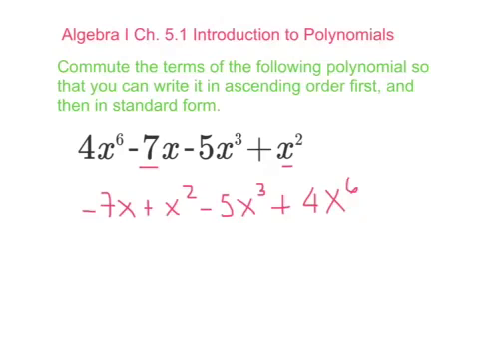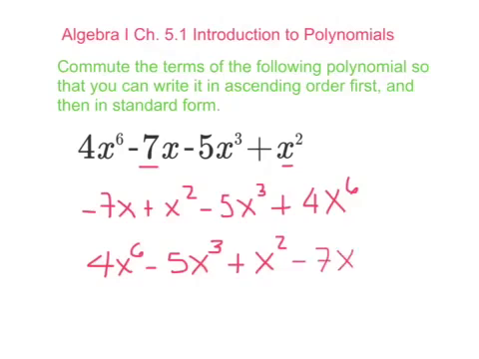If we want to write this polynomial in standard form, again, all we need to do is reverse the process. Okay, it'll be the biggest first, so 4x to the 6. The next one would be, of course, negative 5x cubed, then x squared, which is positive, and finally negative 7x. So this one below is written in standard form.